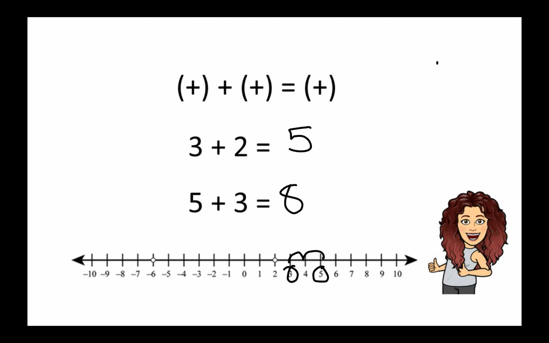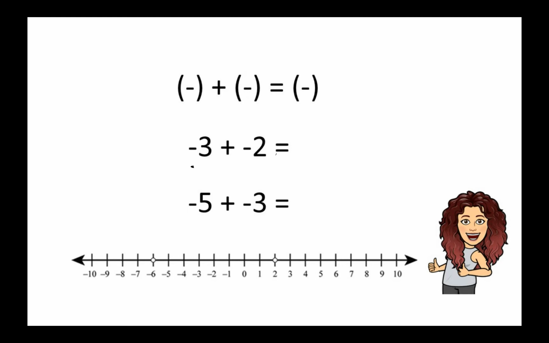Everything is positive. The next thing we're going to do is when we work with two negative numbers. So in this case, a negative plus a negative will always give us a negative answer. Okay, you might get confused because there's a plus symbol in the middle, but all that plus symbol tells us is that we're adding another negative.